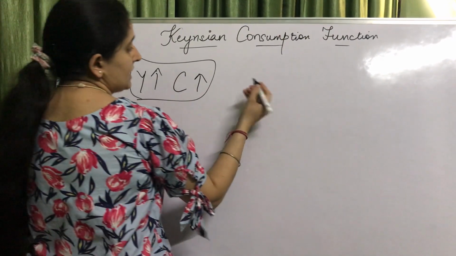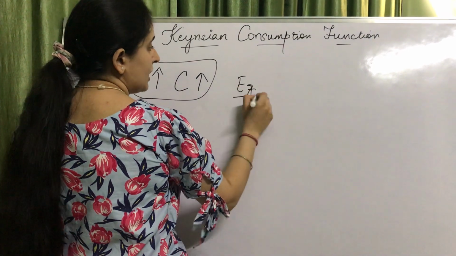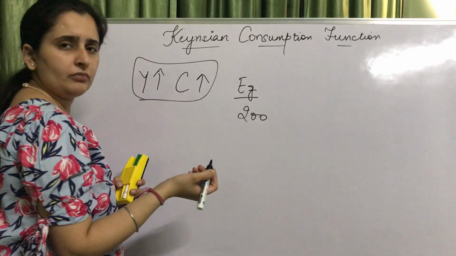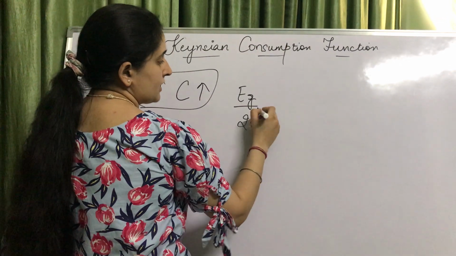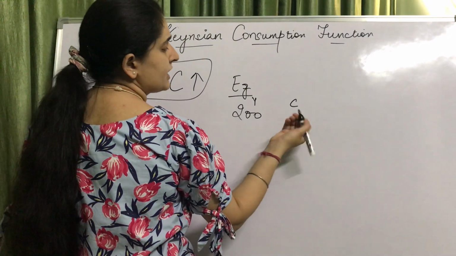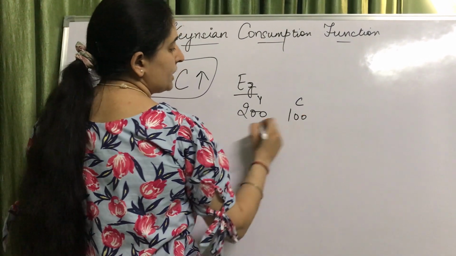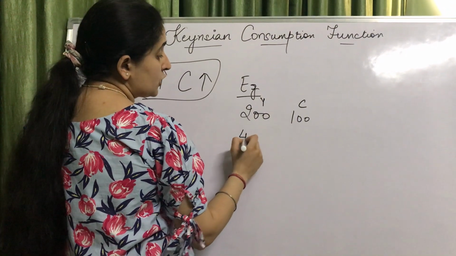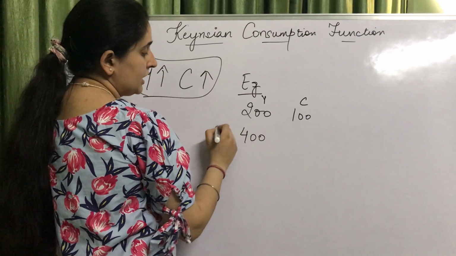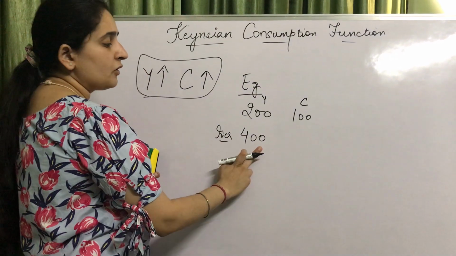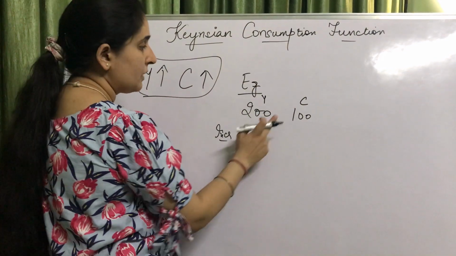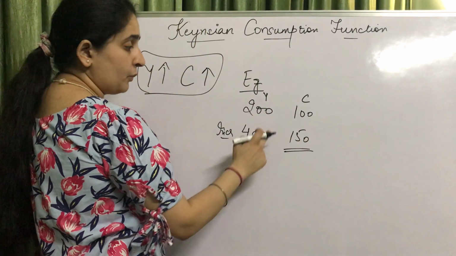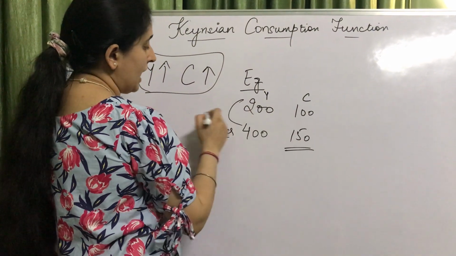Let's understand this with an example. My income for a month, let's say, is 200 rupees. At this 200 level, the consumption at this particular point is, for example, 100, meaning I am consuming half of my income here. Now let's say my income increased to 400. So there is an increase here. The income has almost doubled, but my consumption increased only to 150. Now the proportion is not the same. Here the income doubled.